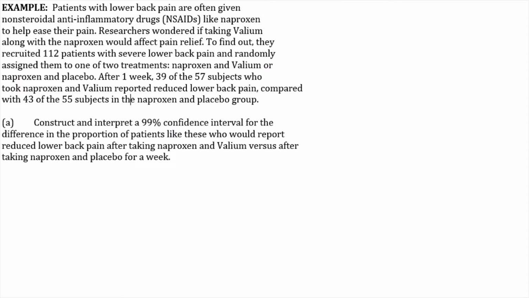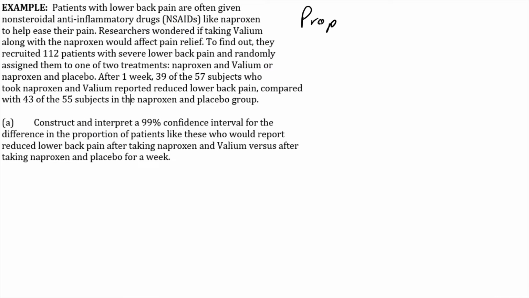So now we have 2 samples, right? So we have to label them. We're going to do the same exact thing we've been doing before. Label, pick stuff out of it, right? So what we have to do is construct a 99% confidence interval for the difference in the proportion of patients like these who would report reduced lower back pain after taking naproxen and Valium versus just naproxen and a placebo for a week. Okay. So it's proportions, obviously, because this whole thing is proportions, right?